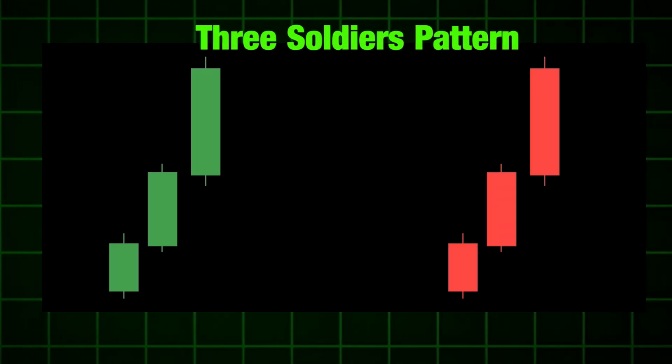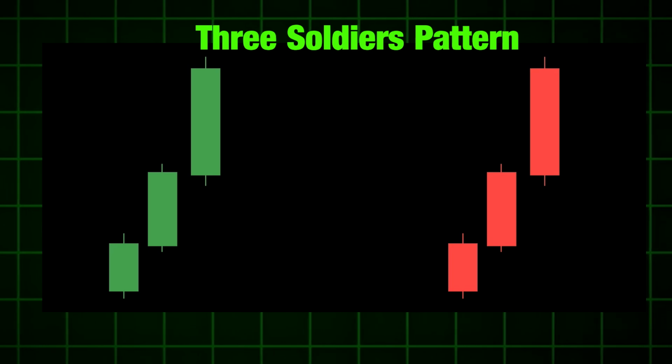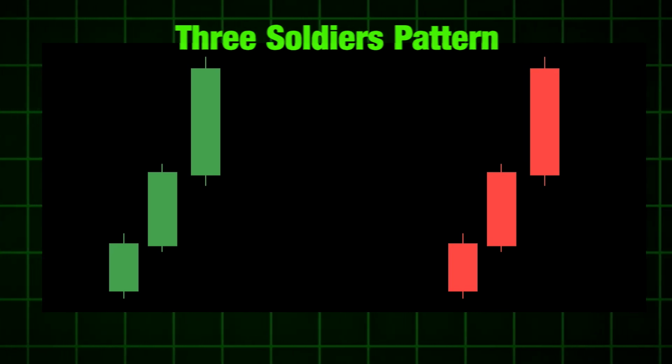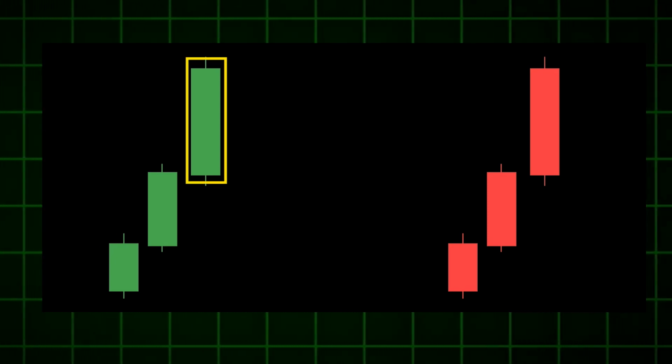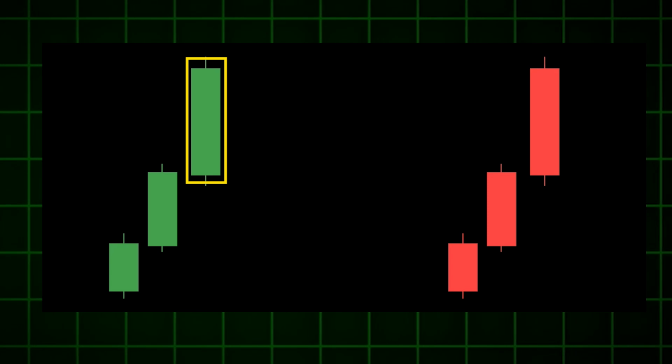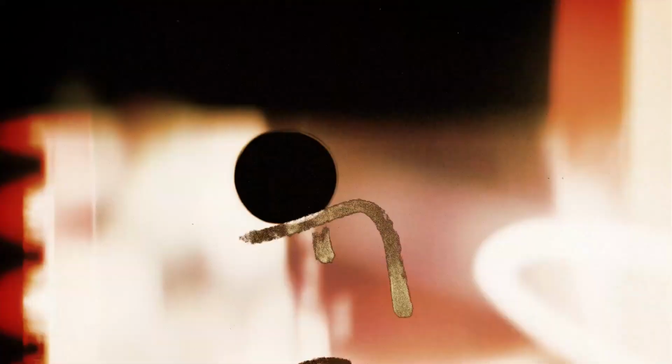3. Three soldiers pattern. This pattern consists of three consecutive candles of the same color. For instance, after the first green candle closes, the second one opens higher, usually larger, and closes higher than the previous one. The third candle follows a similar trend. It indicates strong buyer pressure. The reverse applies to bearish candles.